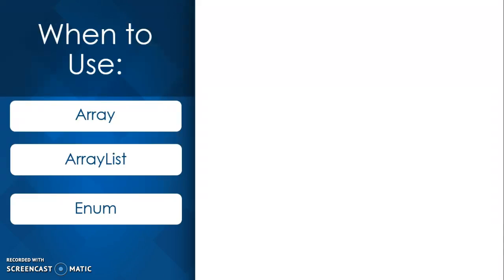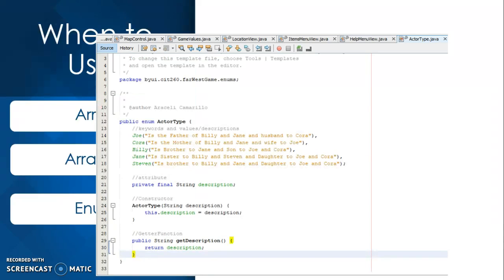Lastly, we have an enum. An enum has predefined values in the game. These cannot be touched, they cannot be changed, they will always be the same. In this case, inside our actor type class, we created an enum called actor type. This one has the characteristics of each actor, in this case Joe, Cora, Billy, Jane, and Steven, and their values, the predefined values of this enum, they are found inside the parentheses.